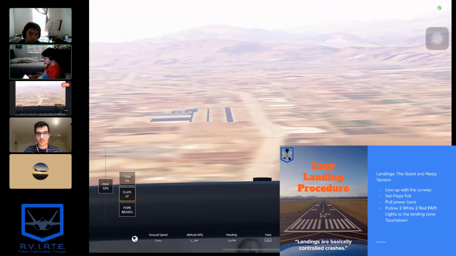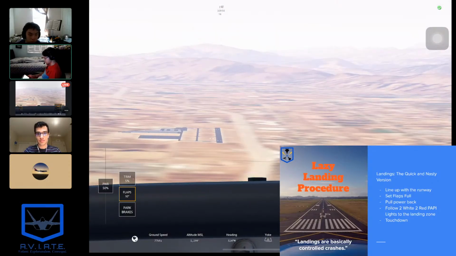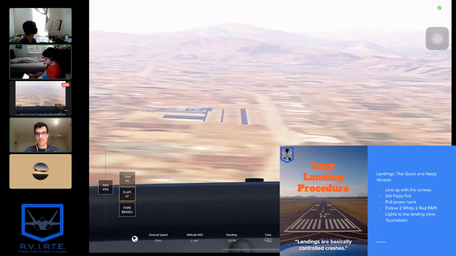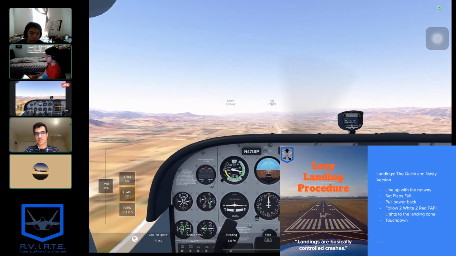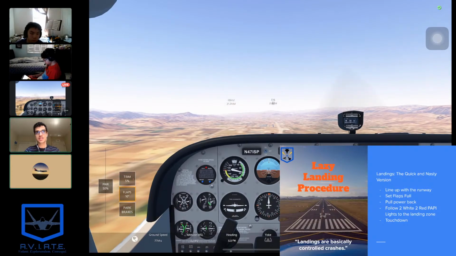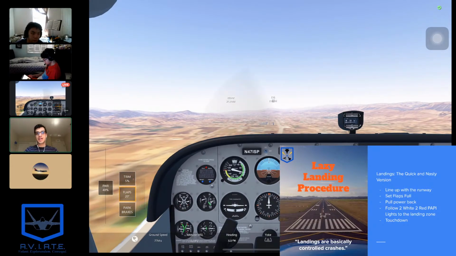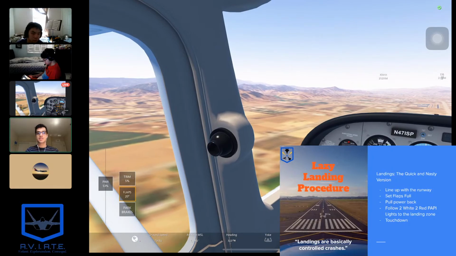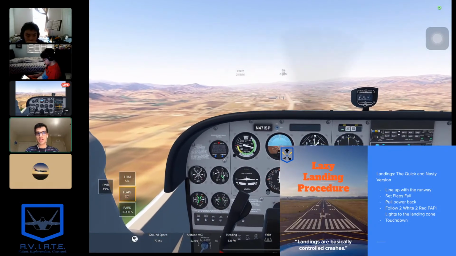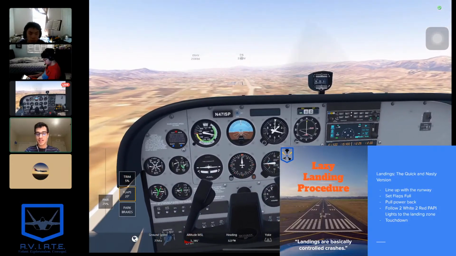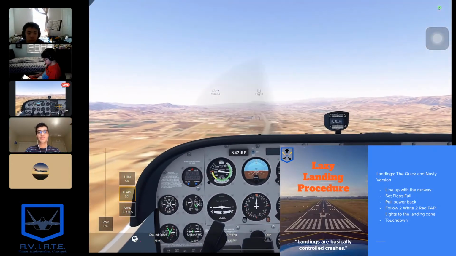Two white dots means I am too high. One red, one white means perfect. Two red means too low. That's how the two-light PAPI works. I think there's a name for it, I just don't know. So instead of remembering the numbers, I just think of it as half of whatever number of lights there may be, half of them are supposed to be white, and the other half are supposed to be red.